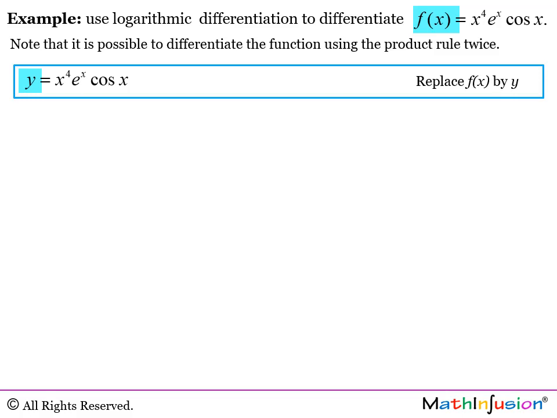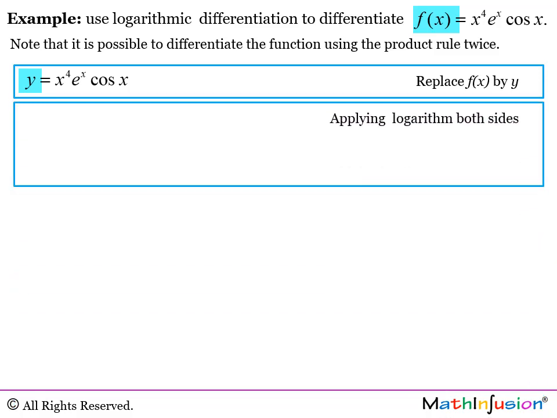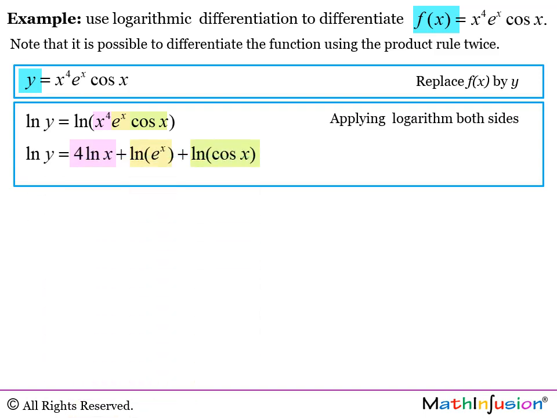Now we're going to apply ln both sides. And we get that ln of y equals ln of the product of x to the 4, e to the x, and cosine x. But here is the whole idea. We are now going to use properties of logarithm to simplify that. Here is the big magic. Instead of a product, we are now having a sum of three functions.